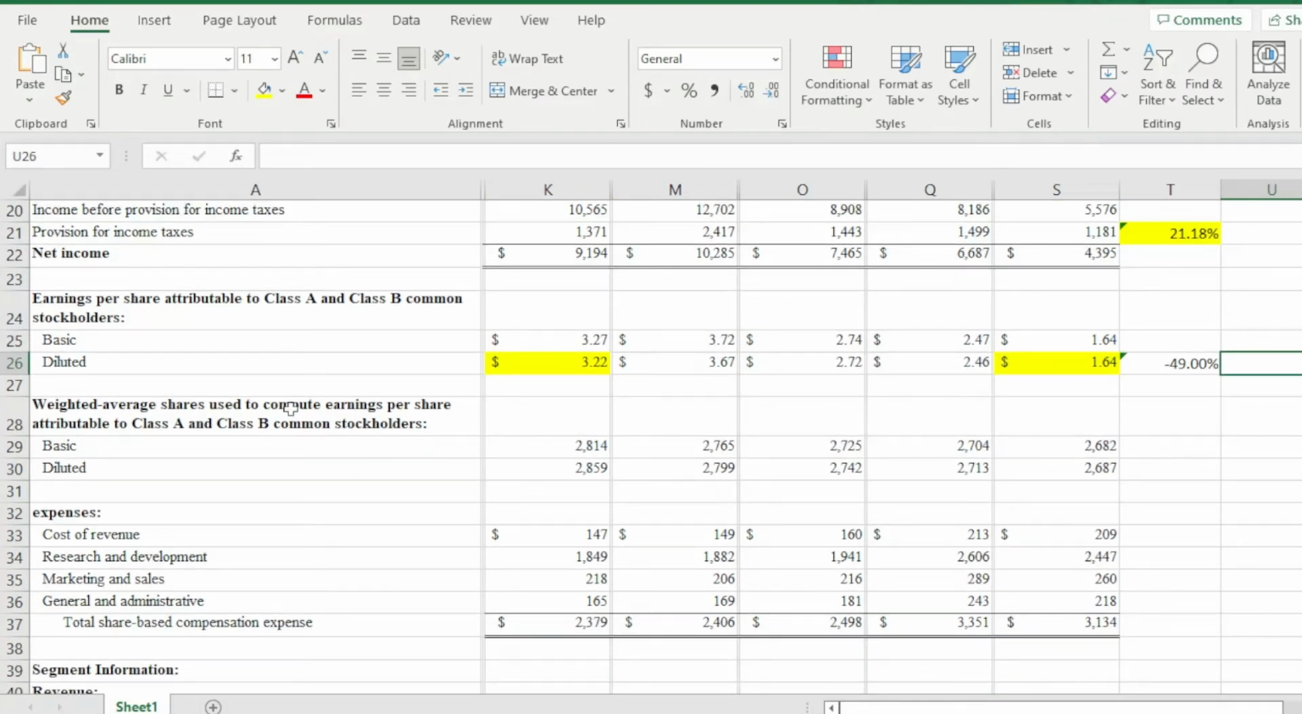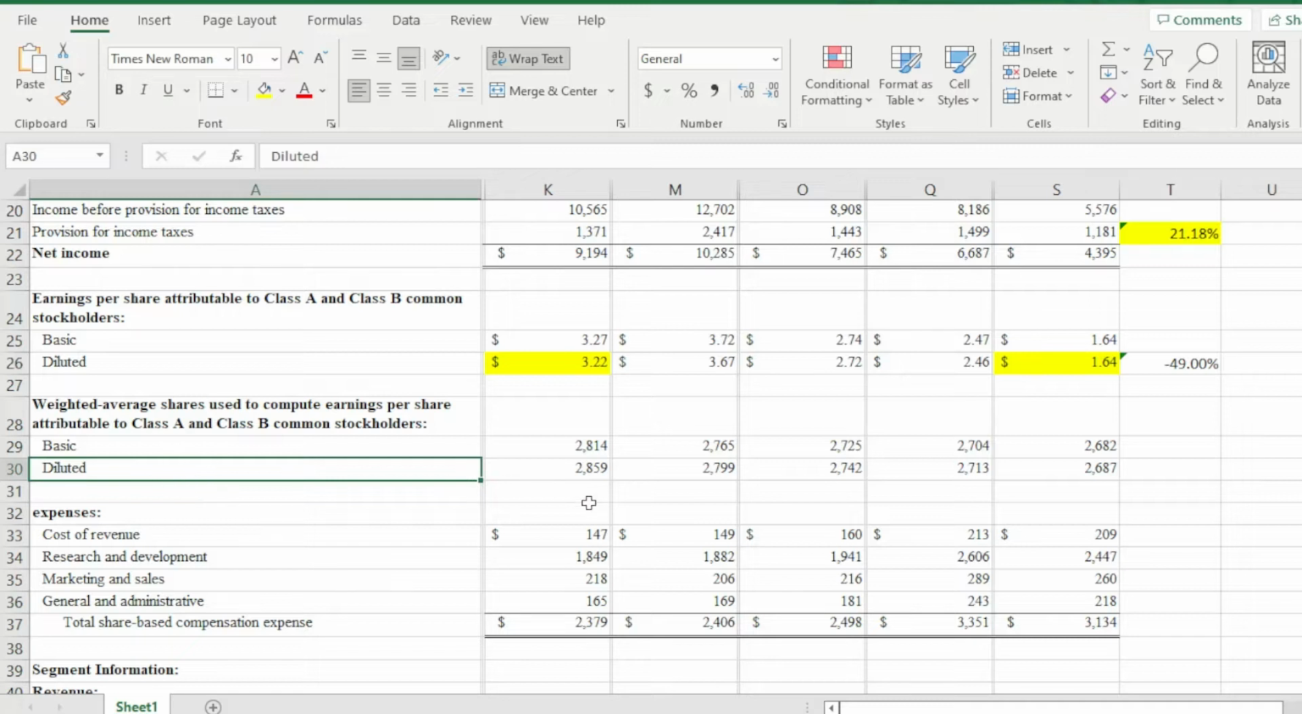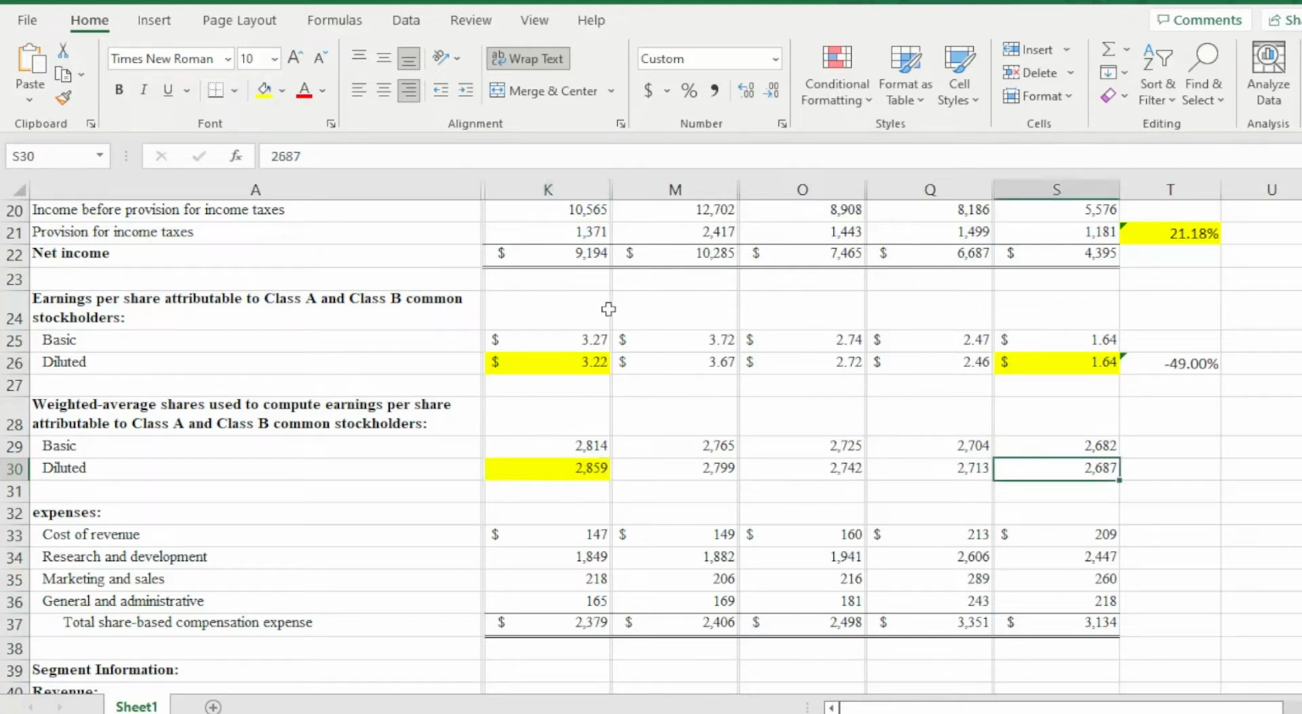Now let's take a look at the shares numbers. So here, this is in billions. So we have about 2.859 billion shares outstanding. Right here we have 2.687 billion shares outstanding. Now take a look at the trend. This number is going down, as you guys can see. So now let's go ahead and do a calculation here.